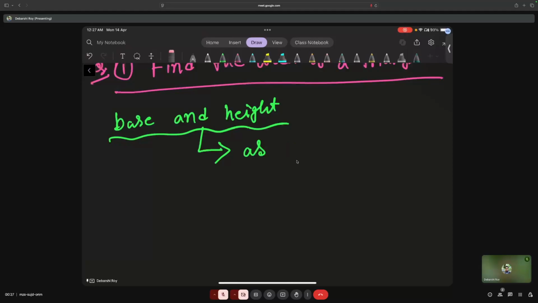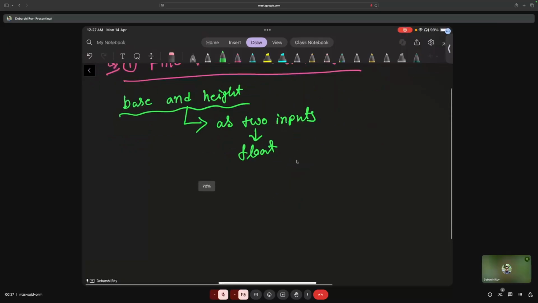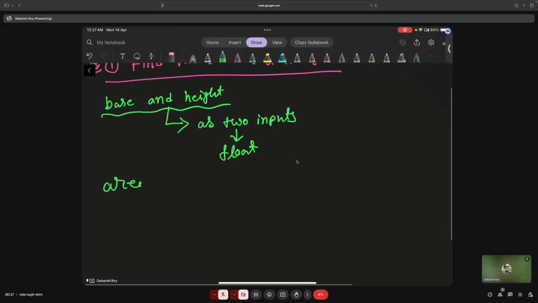These two inputs will be float. And you have to find the area of the triangle. The formula is 1 by 2 multiplied by base multiplied by height.